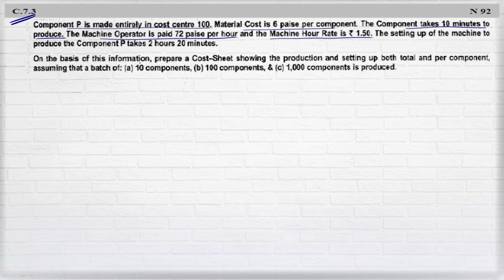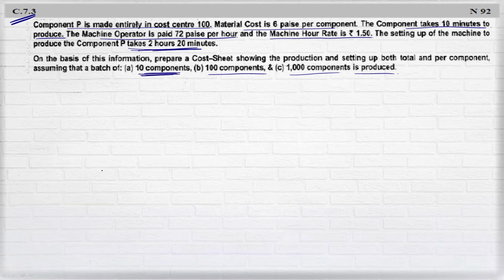The setting of the machine to produce the component P takes 2 hours and 20 minutes. So 2 hours and 20 minutes is nothing but your setup cost. On the basis of this information, prepare the cost sheet showing the production and setting up both total and per component, assuming that the batch of 10 components, 100 components and 1000 components is produced. So these three are separate questions. You need to find out the answer.